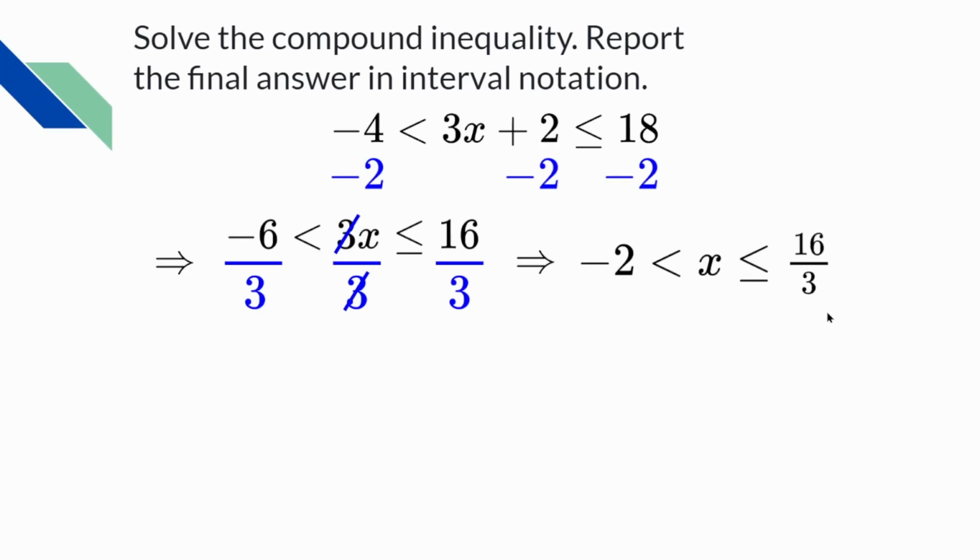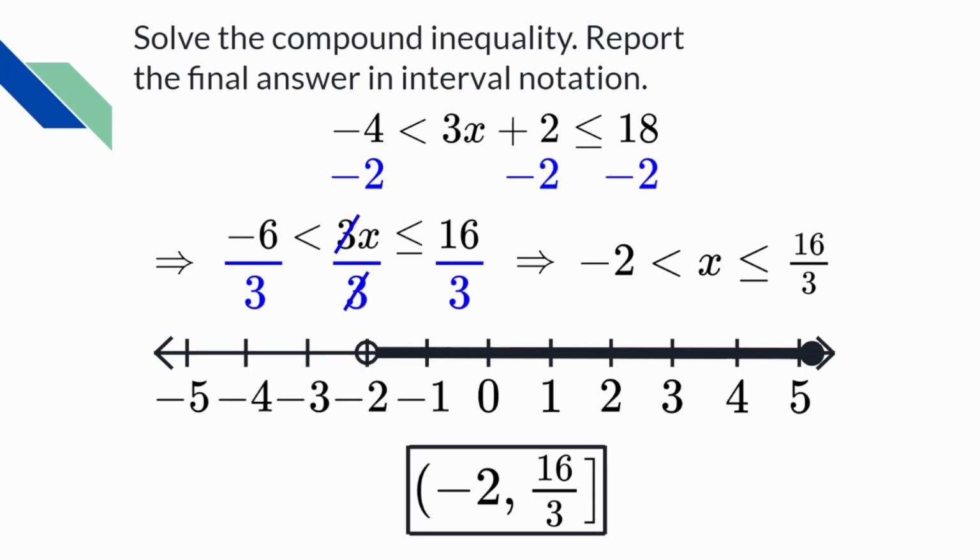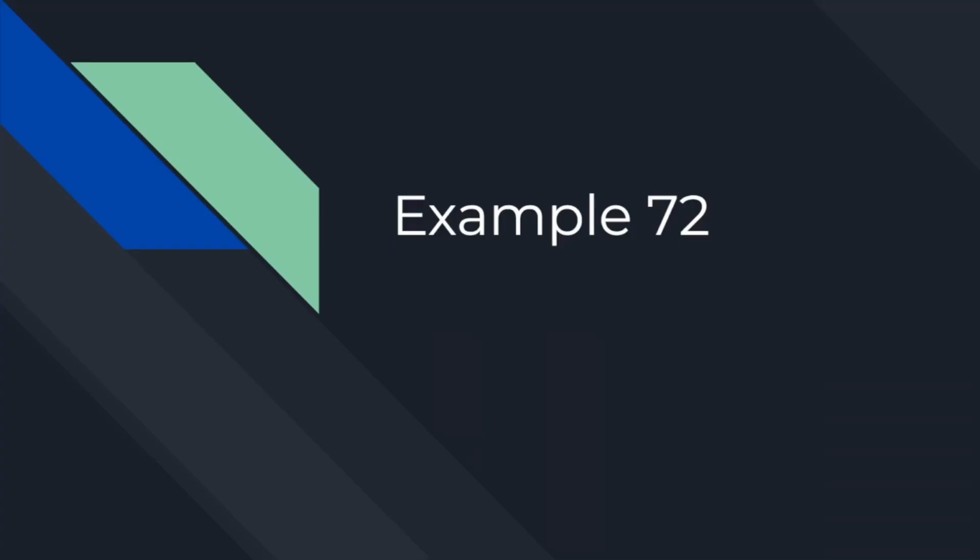Let's visualize this on the number line as well. We have everything from negative 2 up to 5 1/3, which is 16/3. In interval notation, it's negative 2 up to 16/3. Negative 2 is not included, but 16/3 is included. So that's our solution set. Let's move on to the next example.